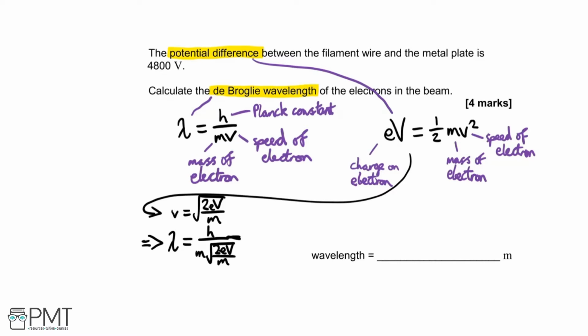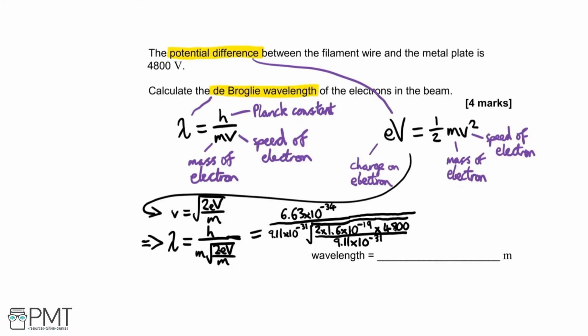So this looks a little bit complex, but all I've done is rearrange the energy equation on the right to make lowercase v, speed, the subject, and then I've taken that square root expression and substituted it into the equation for de Broglie wavelength. Now all we need to do is substitute in the correct values, and that will give us an answer. You'll notice that the only value that we need is that accelerating PD. All of those other values, so h, m, and e, are all from the formula book.